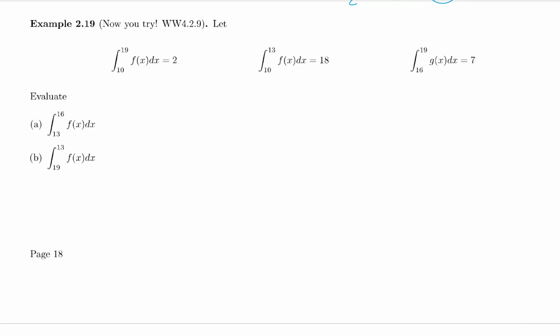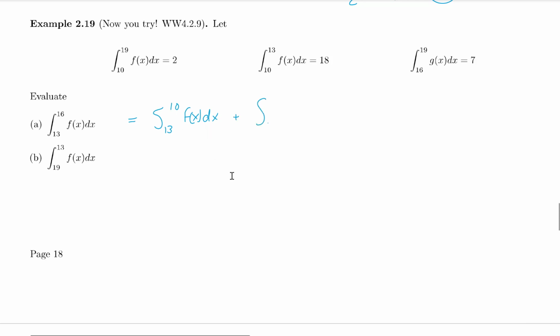Alrighty, for part A here, we're trying to find the integral from 13 to 16 of f of x. And I'm given the integral from 10 to 19, 10 to 13, and 16 to 19. Somehow I got to get from 13 to 16. Well, one way to do this is by just using the theorem exactly as we see it. So we're going to want to do the integral from 13. The only one that I know is 10. So we're going to start with the integral from 13 to 10 because I know that the integral from 10 to 13 is 18. So you know this part of my answer is -18 then.